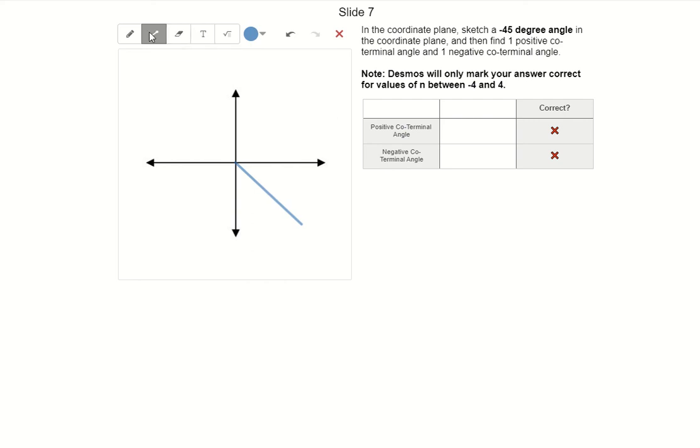For a positive coterminal angle, we can just do negative 45 plus 360. That's 315. We could even do it with 720, you know, 2 full circles around.